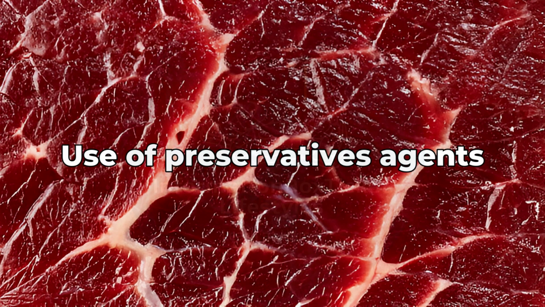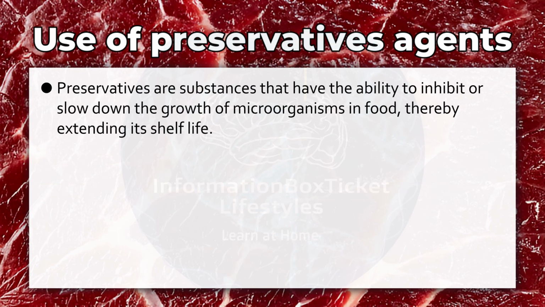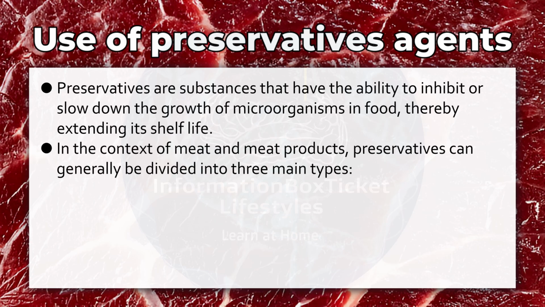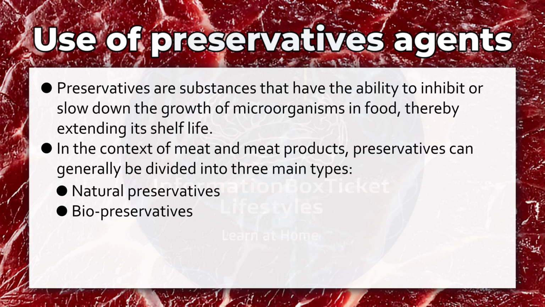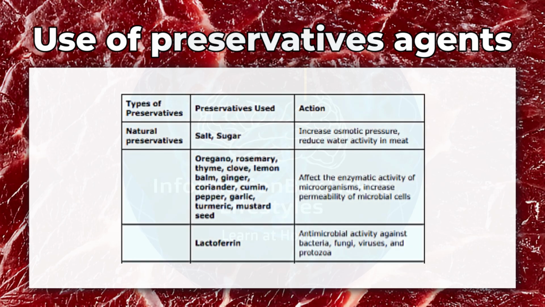Use of preservative agents. Preservatives are substances that have the ability to inhibit or slow down the growth of microorganisms in food, thereby extending its shelf life. In the context of meat and meat products, preservatives can generally be divided into three main types: natural preservatives, bio-preservatives, and chemical preservatives. Types of preservatives: natural preservatives. Salt and sugar increase osmotic pressure and reduce water activity in meat.